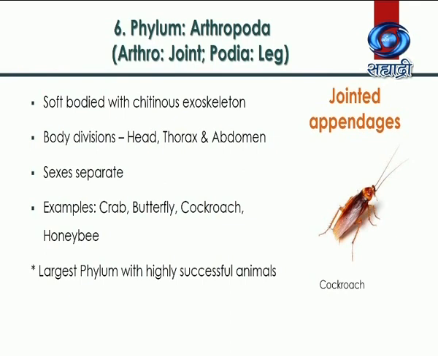They have jointed appendages. These members have soft body which is covered by chitinous exoskeleton. Their body is divided into head, thorax, and abdomen. These members are unisexual. Common examples are crab, butterfly, cockroach, and honeybee.